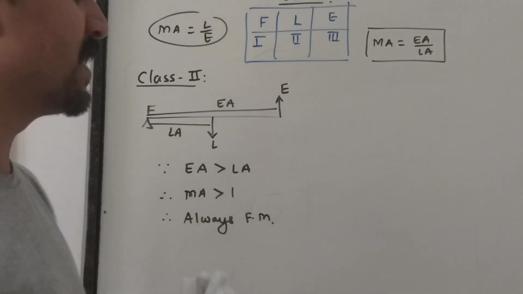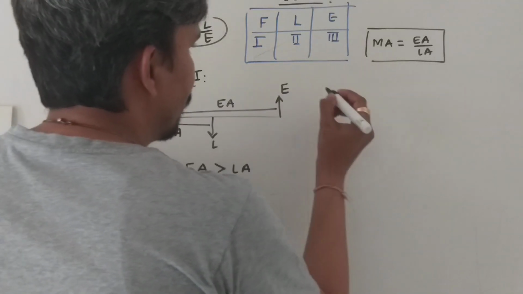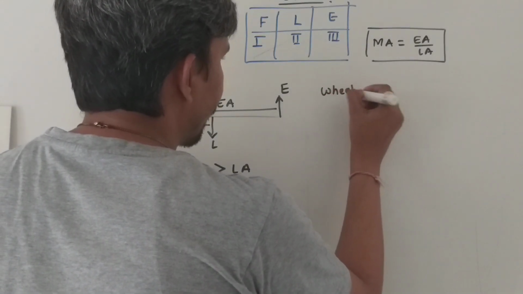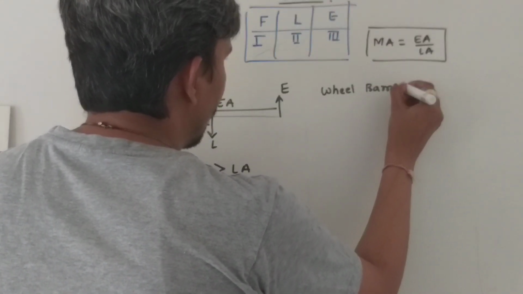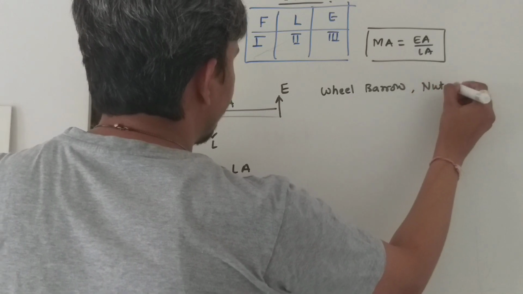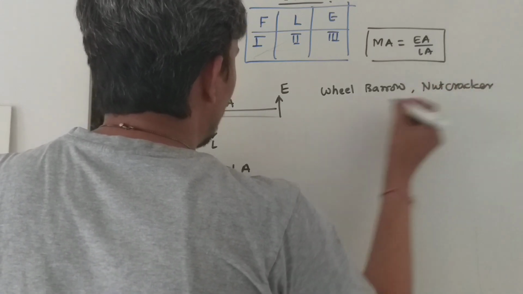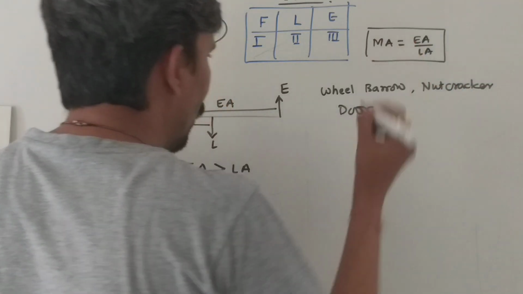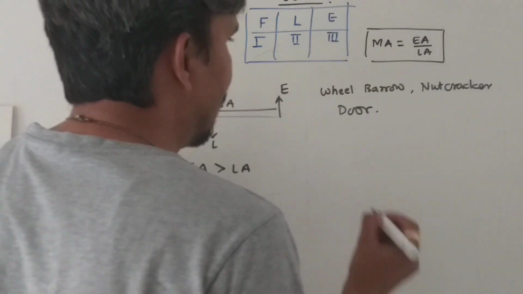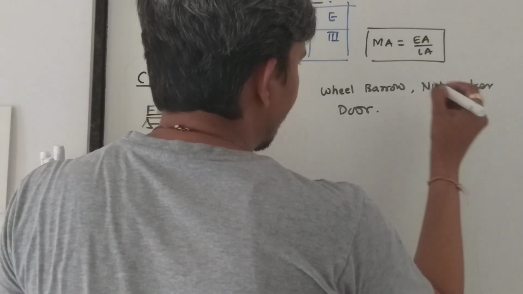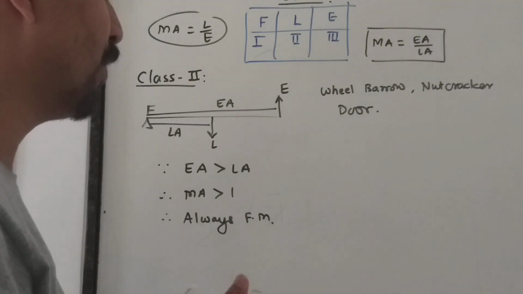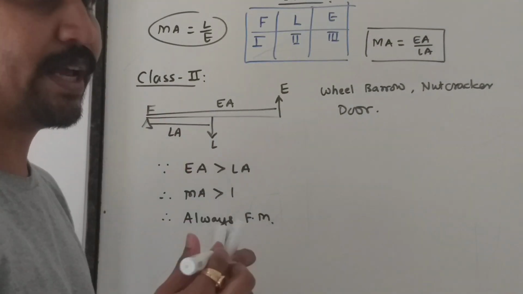So what are the examples for this? The first will be your wheelbarrow, right? Your nutcracker, door. All these are examples. Or you have a lemon squeezer, etc. All these are examples of what? Class 2 lever where MA is greater than 1.